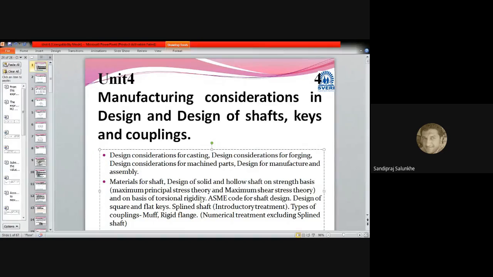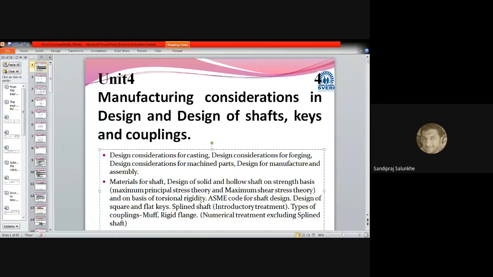Then it includes shaft material, design of solid and hollow shafts on a strength basis. Basically, we are going to see design of shaft on 2 criteria. One is maximum principal stress theory, and the second one is maximum shear stress theory. Also, we are going to see the design of shaft based on torsional rigidity. Then the ASME code for design of shaft, and design of square and flat keys. Square and flat, these are the only 2 keys we are going to see how to design.